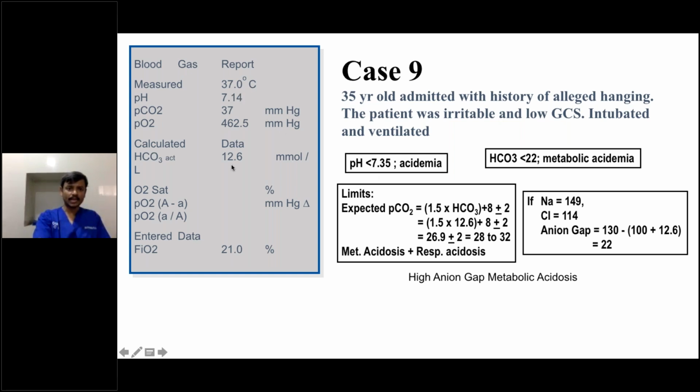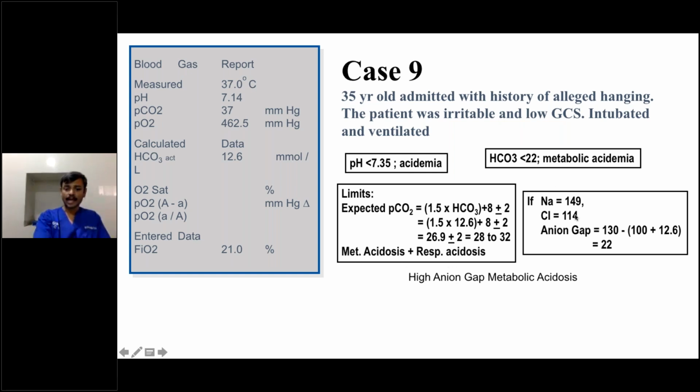So it is acidosis. Look at the bicarbonate. It's a metabolic acidosis. It is not respiratory because bicarbonate is normal. You have to calculate the compensation for the metabolic acidosis, that is, the respiratory compensation. Expected PCO2 is equal to 1.5 times the bicarbonate plus 8. It comes around 26. Range is 28 to 32. It is a 37. So again, it's a metabolic acidosis plus respiratory acidosis.